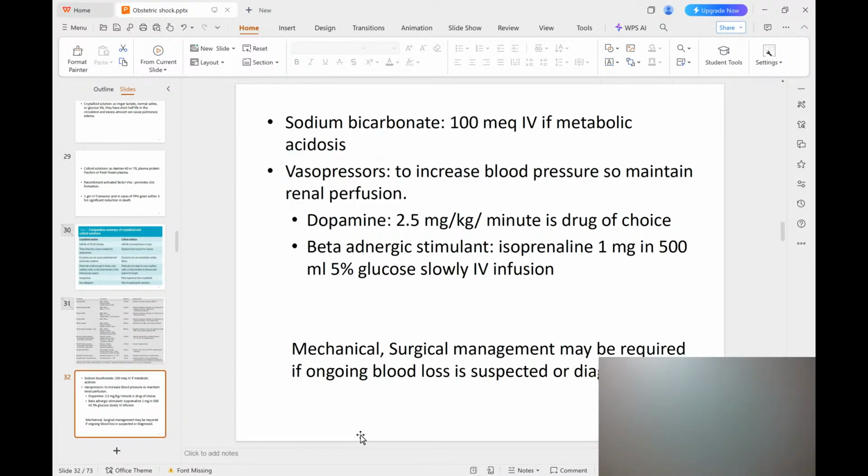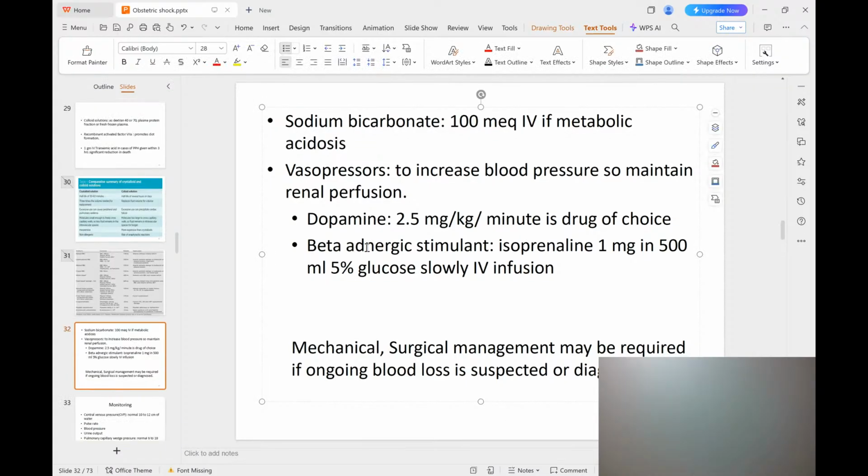And in case of metabolic acidosis, sodium bicarbonate can be given at 100 milliequivalent. And if the blood pressure is not achieved to a level, or if there is persistent hypotension, then vasopressors can be given like dopamine 2.5 mg per kg per minute, and a beta adrenergic stimulant like isoprenaline can be given. If ongoing loss is suspected, then there will be requirement of mechanical or surgical management.